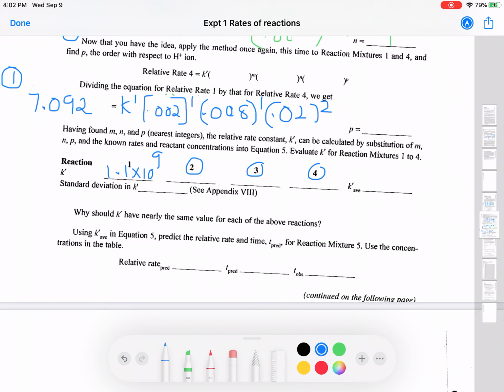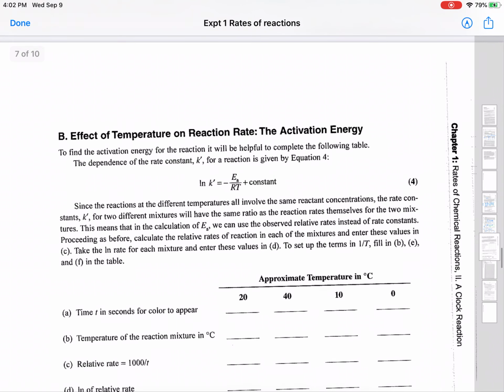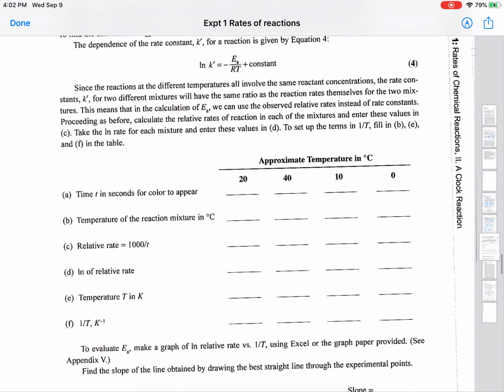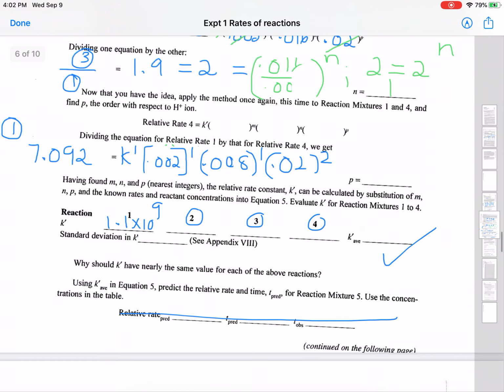Okay. Using K prime average in equation 5, predict the relative rate and time for reaction mixture 5. Okay, don't worry about that. We're not going to do that. So when you get this K prime average, you are done. So don't worry about this part. We're not going to be working on that. And also, we're not going to be doing the effect of temperature on the reaction rate. So don't worry about that part either. You only need to complete this part and turn it in.